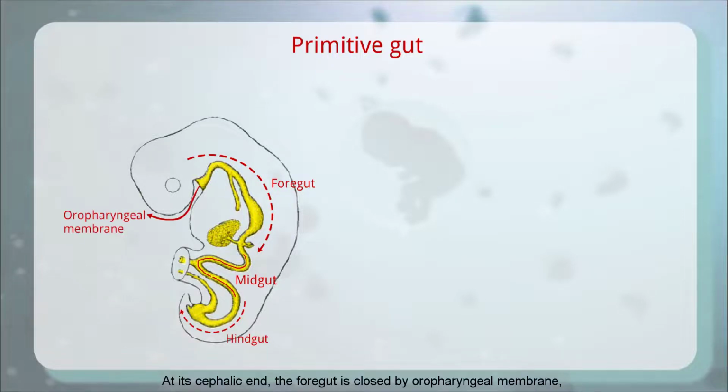At its cephalic end, the foregut is closed by the oropharyngeal membrane, separating the stomodeum from the primitive pharynx. At around the 4th week, the oropharyngeal membrane ruptures, establishing an open communication between the primitive oral cavity and the primitive pharynx. At the caudal end, the hindgut is closed by the cloacal membrane. At around the 8th week, the cloacal membrane ruptures.